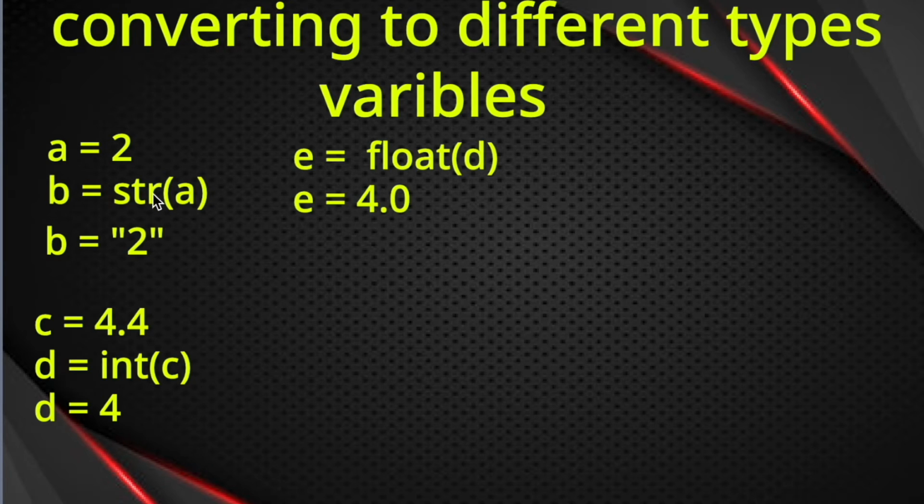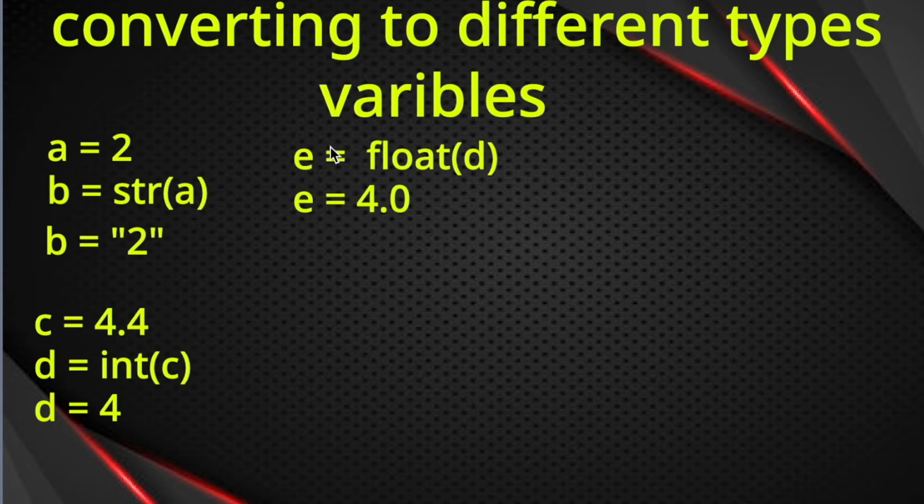So if we wrote that into a program and then did the print command to print the variable b, it would print 2 in speech marks. That is how we recognize a string. Next, as you can see here, we have c, which is a float and has a value of 4.4. Now, this other variable named d is int brackets c, which, as you might have guessed from seeing this, is how you convert a float into an integer.